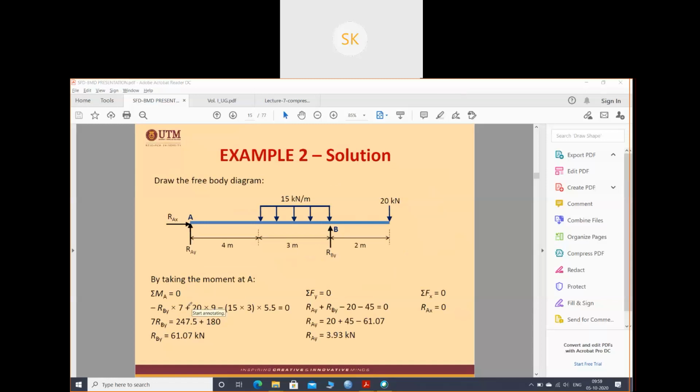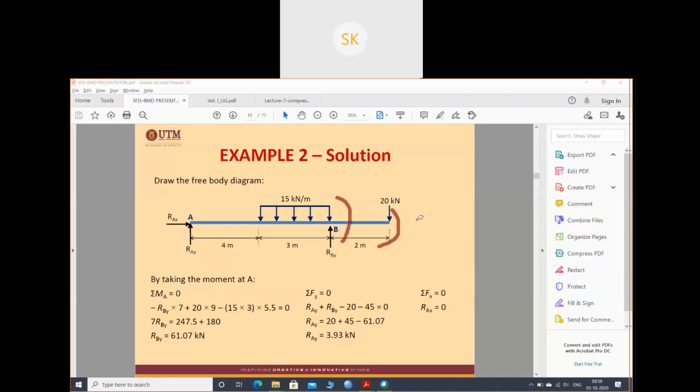So see, make a correction. This one will be negative, because they have taken all the downward direction as negative. No, I am taking this one as anti-clockwise, clockwise, and this moment will be clockwise. Okay, correct. This one will be positive because see, this 20 will give you clockwise movement, right?